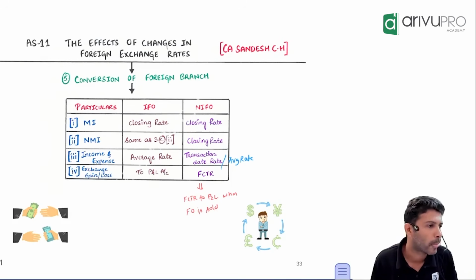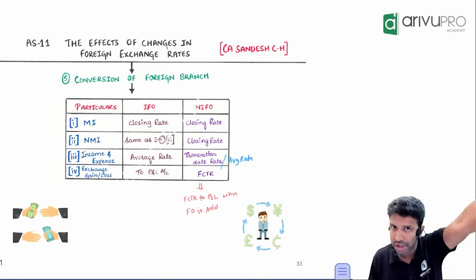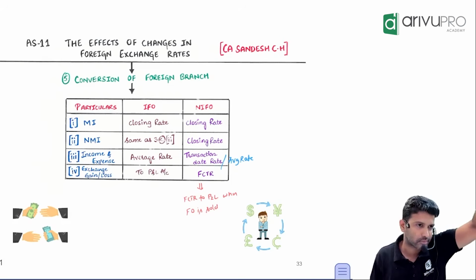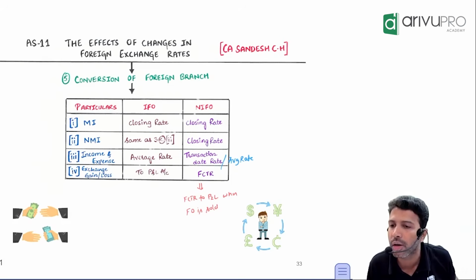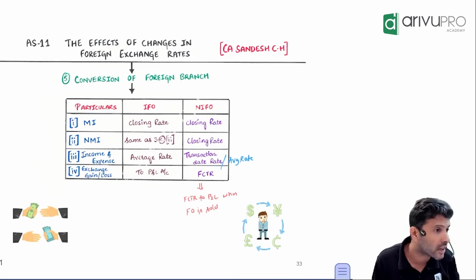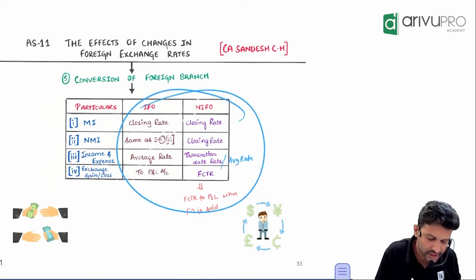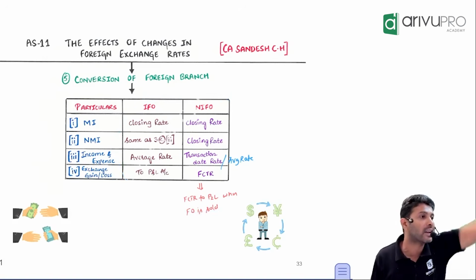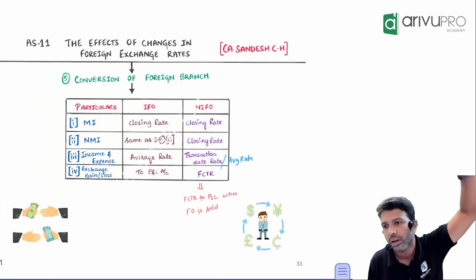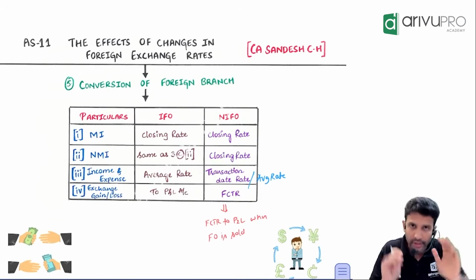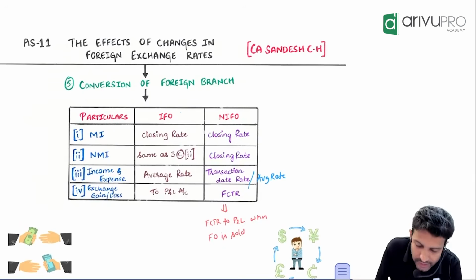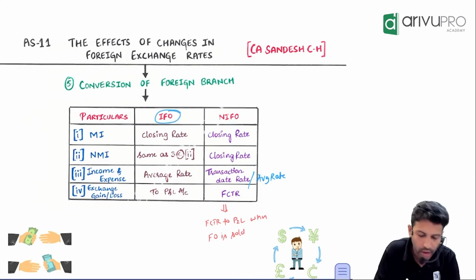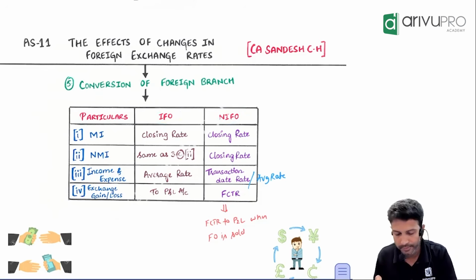So what do you have to do? You need to convert the branch's trial balance from dollars into Indian rupees. For that you need an exchange rate. This is the guidance which AS 11 is giving: what rate should we use to convert the trial balance of a foreign branch or a foreign entity? So what AS 11 says is that it depends. The exchange rate depends on whether it is an integral foreign operation or a non-integral foreign operation.